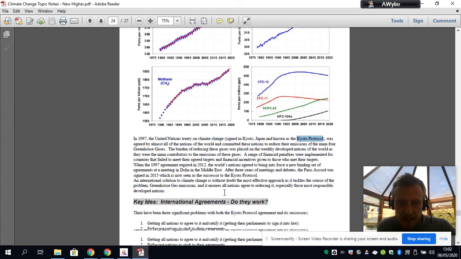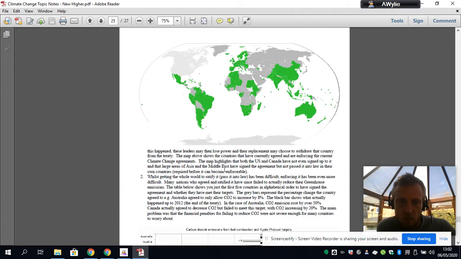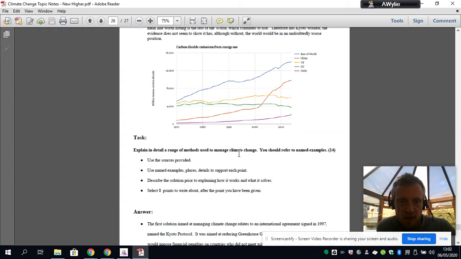But do have a read of this. Read this bit about international agreements. Actually, do they work, and why don't they work? And then when you get to the task, which says explain in detail a range of methods used to manage climate change, you should refer to named examples. This is a really big exam question normally when it comes up. And if you are asked this, you therefore need to have quite a lot of ideas at your fingertips if you're answering this question.